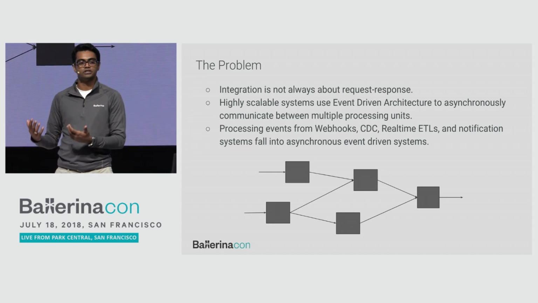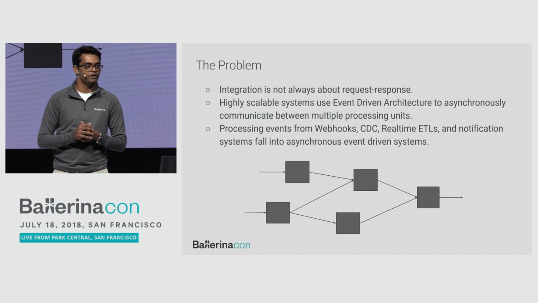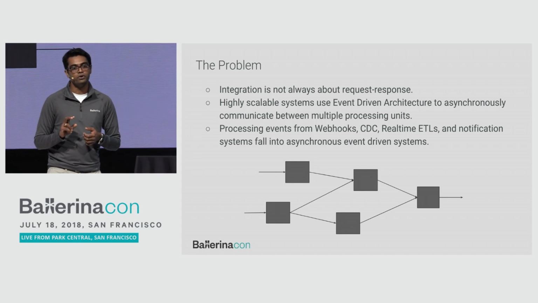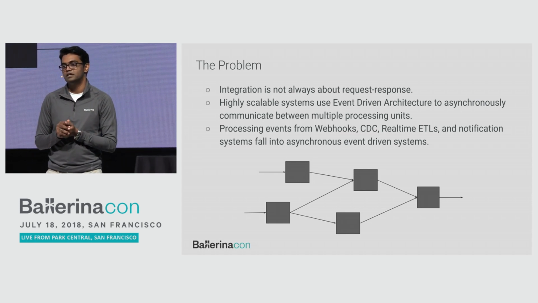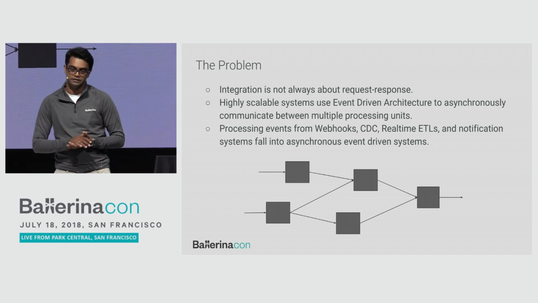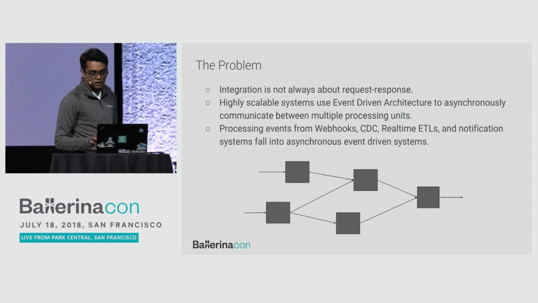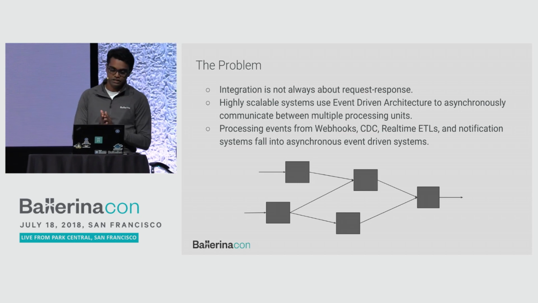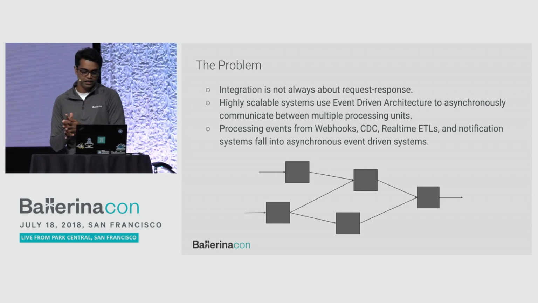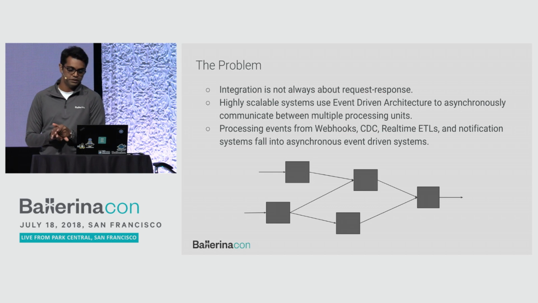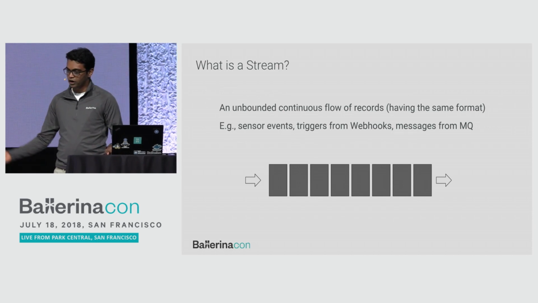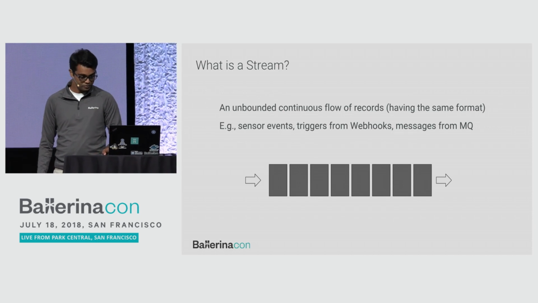So we also have to support an event-driven kind of architecture, and stream processing comes in as a key component in enabling the event-driven architecture in your enterprise. So for example, if you want to build highly scalable event-driven systems, change data capture, real-time ETLs, notification management, all of those come into this particular domain. And I already explained about streams.